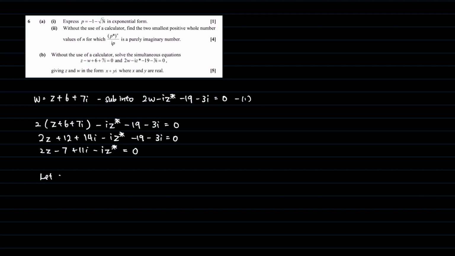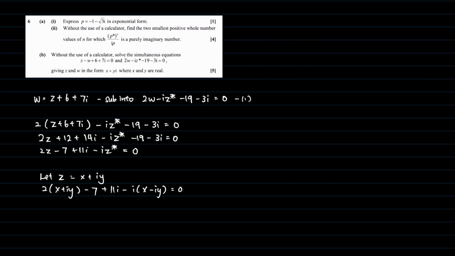Now, it is at this stage that we can introduce z equals to x plus iy, because you realize in the statement over here that there is a z and there's a z conjugate. So what we can do is to substitute x plus iy into the expression and x minus iy accordingly as well. So 2, open the bracket, x plus iy, close the bracket, minus 7 plus 11i minus i multiplied by x minus iy, close the bracket, equals to 0.